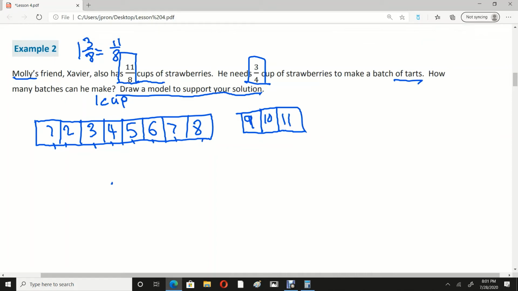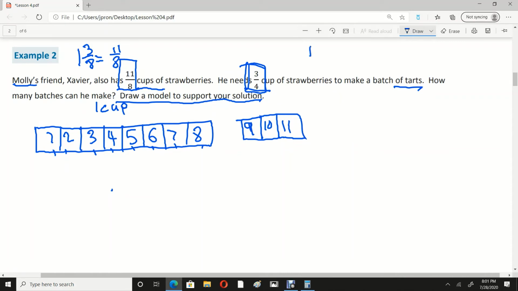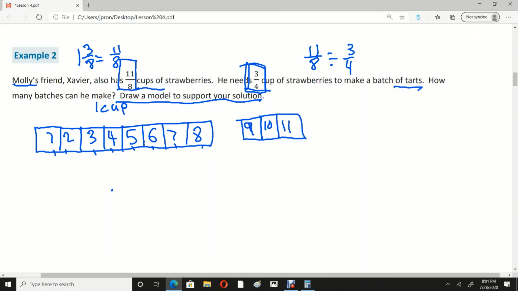All right, and we need to figure out how many 3/4 cups we have here. Oh, but problem. What do we have here? We have 11/8 divided by 3/4. Well, I can't just start taking 3/4. Each one of these, if I took 3 of these, that wouldn't be 3/4, it would be 3/8. So what are we going to do here? Well, calm down, because what we can do is we can turn 3/4 into a fraction over 8.